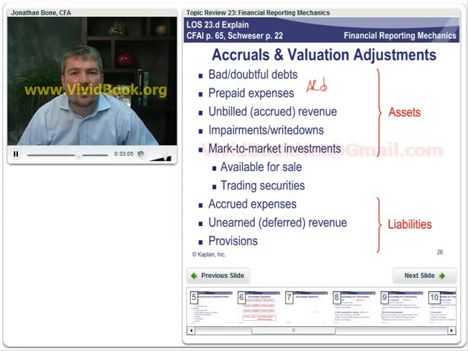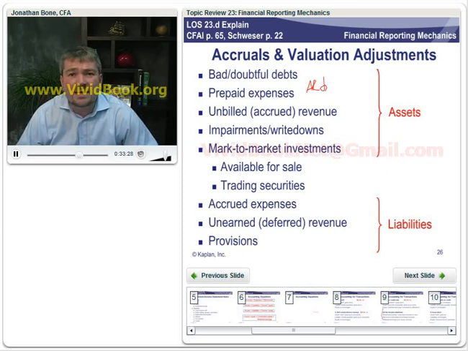Unbilled or accrued revenue. Unbilled revenue is where you've completed the earnings process, but you've not yet invoiced your customer. Now, if you've not yet invoiced your customer, the sale doesn't appear anywhere in the set of accounts. So at year end, we now need to record that sale. So we're going to put a sale in the income statement and we're going to record an asset in the balance sheet because our customer is yet to pay us.